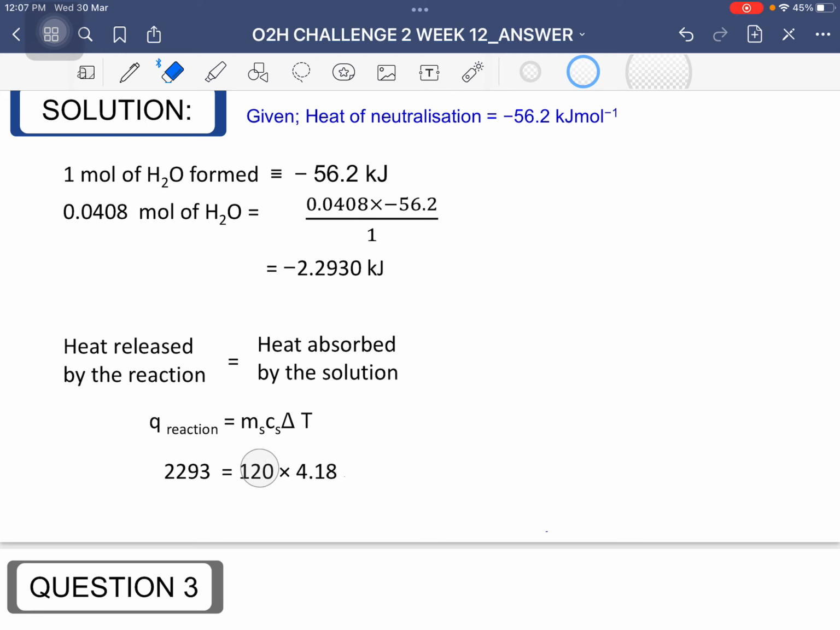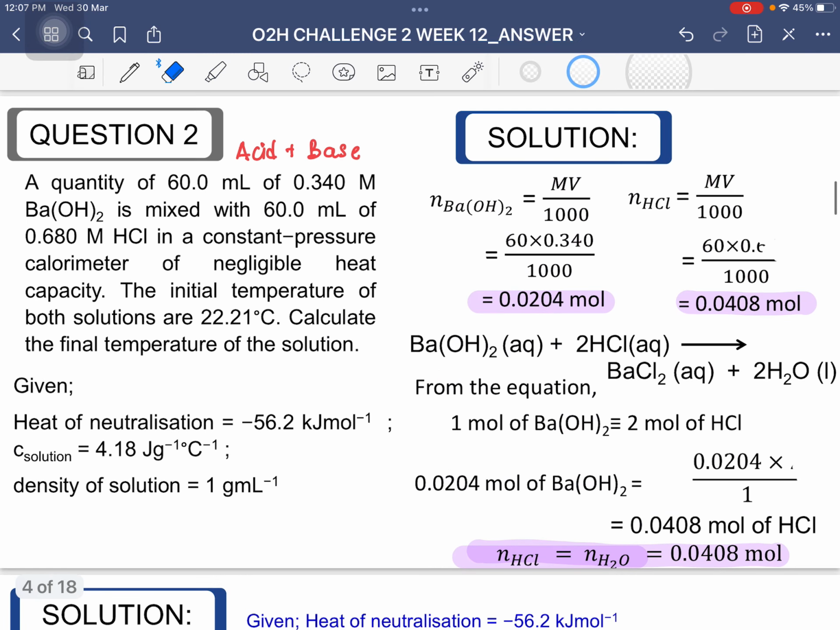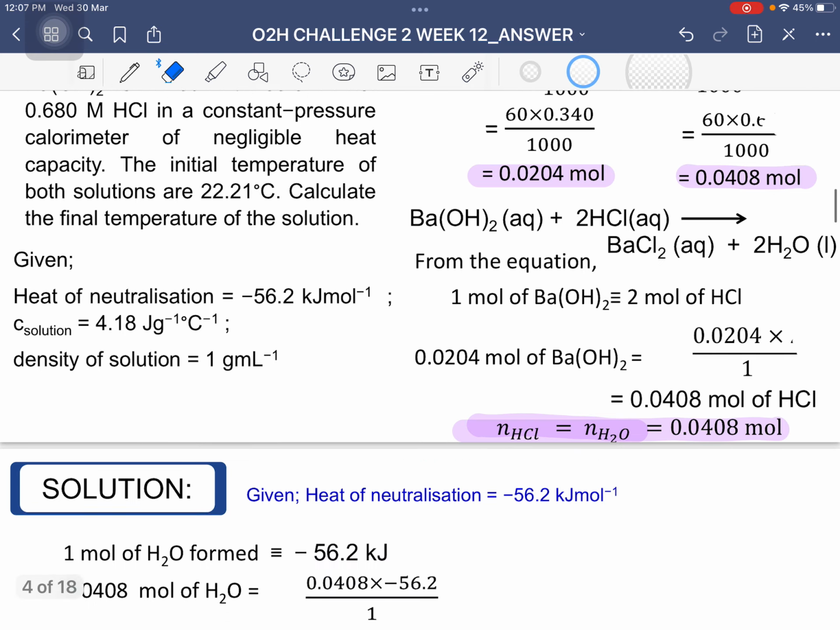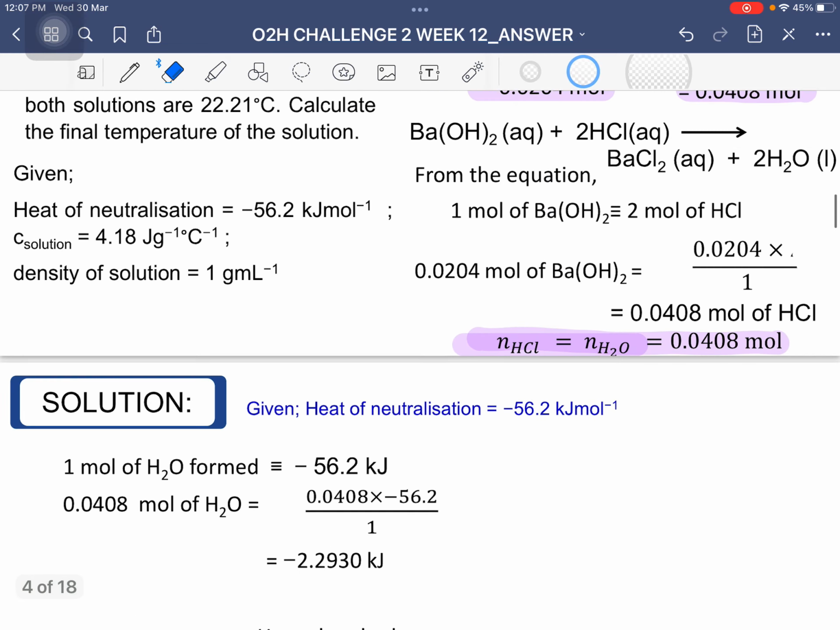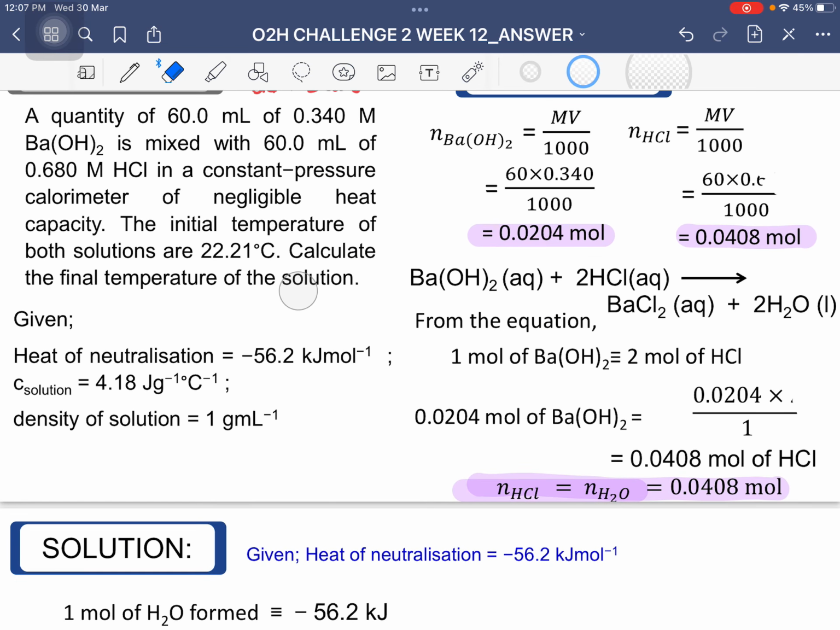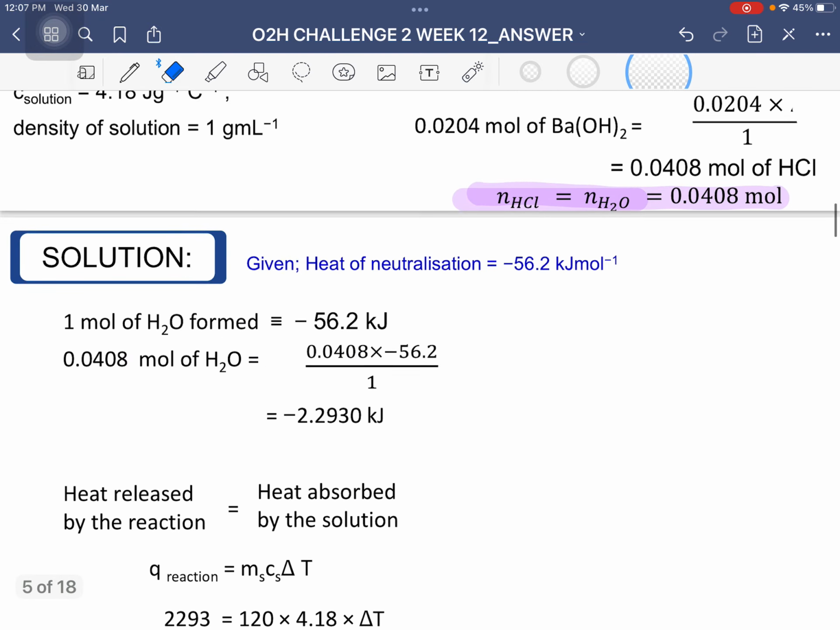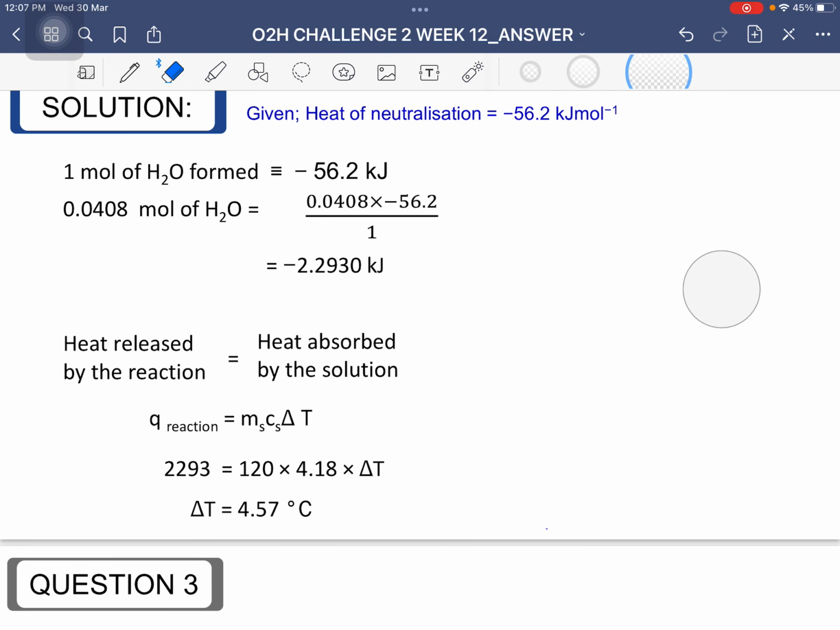120 is dia punya mass tadi 60 mL, 60 mL, so 120 mL. Density dia 1 gram per mL. So total mixture of solution is 120 mL is equal to 120 gram. So ini 120 gram times specific heat capacity times temperature change. Okay, so kita nak cari temperature change, dia adalah 4.57. So dia kata the final temperature of the solution. Okay, macam mana nak cari final temperature of the solution?